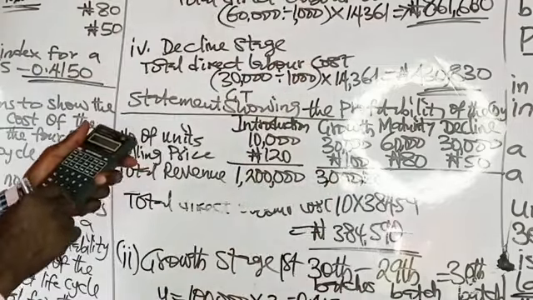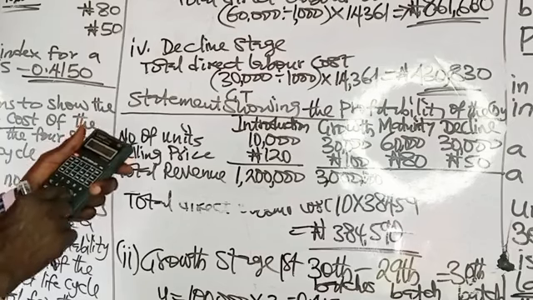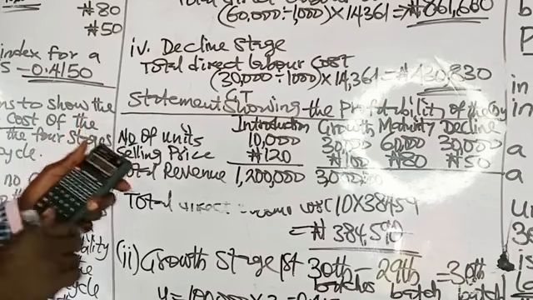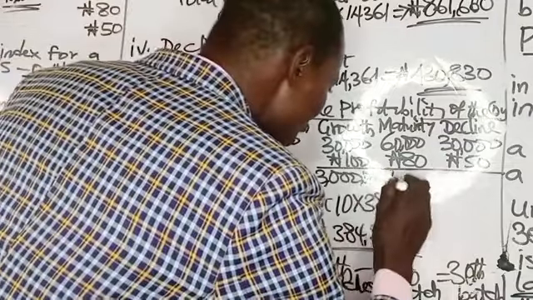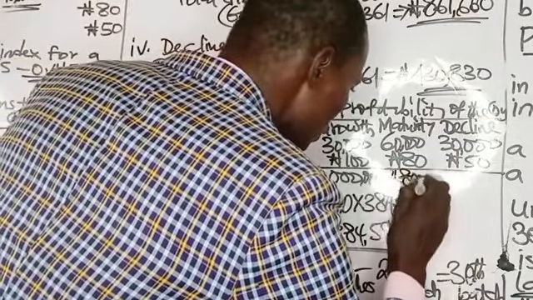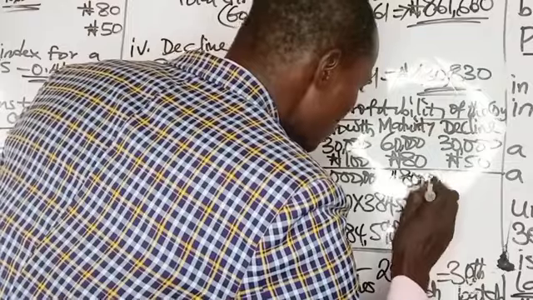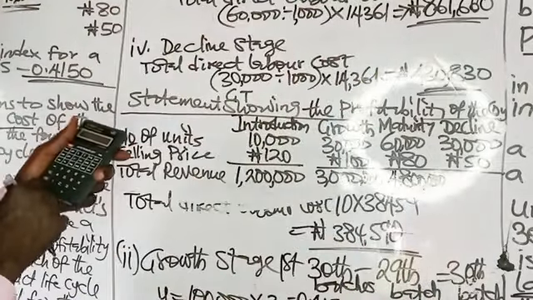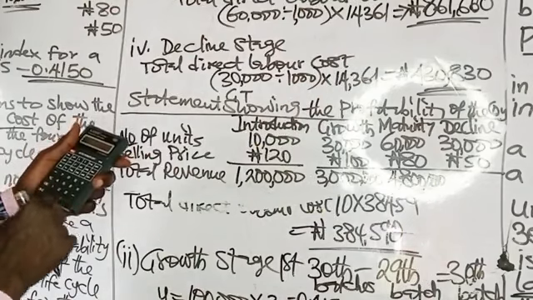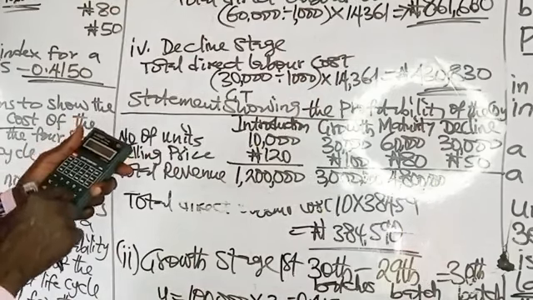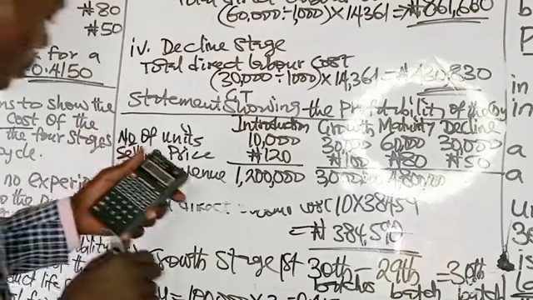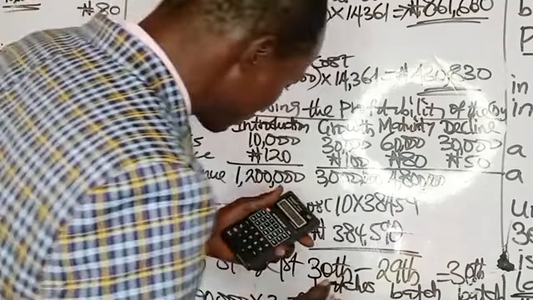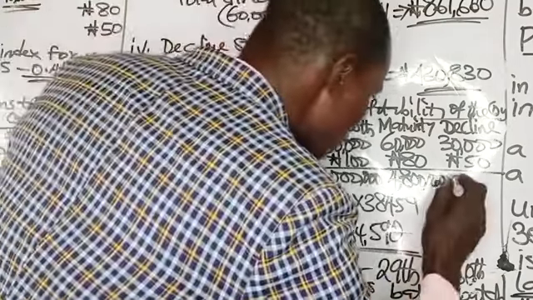60,000 times 80. That gives us 4.8 million. Then 30,000 times 50. That gives us 1.5 million.